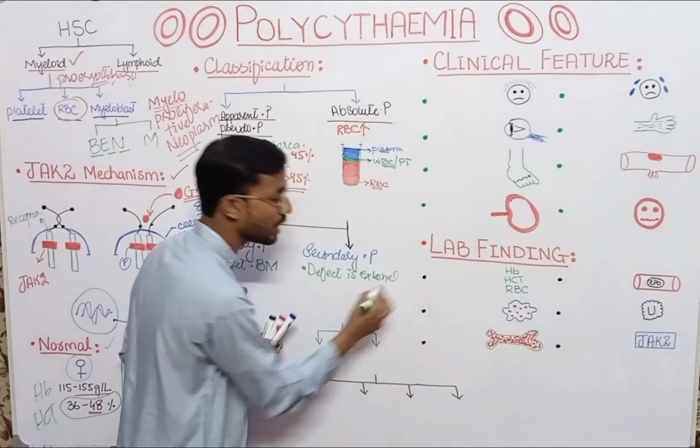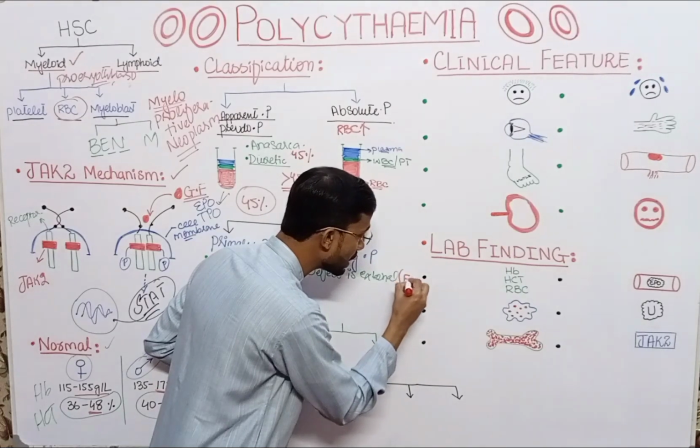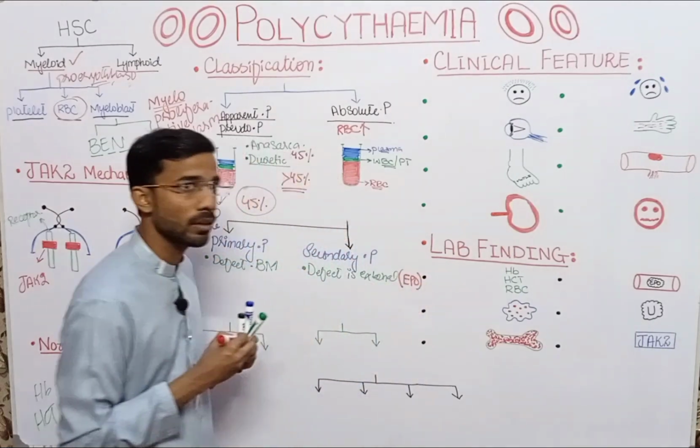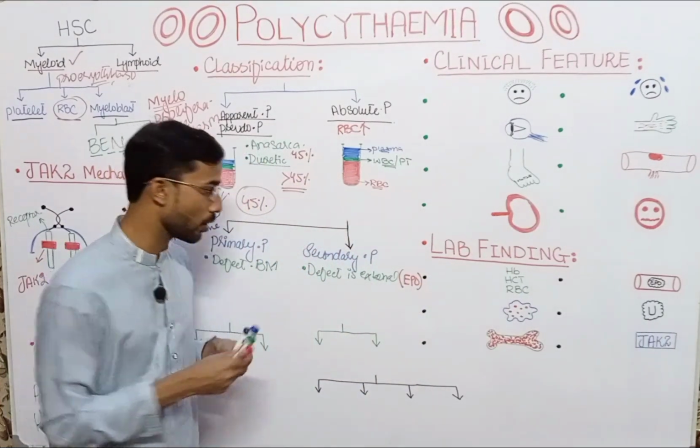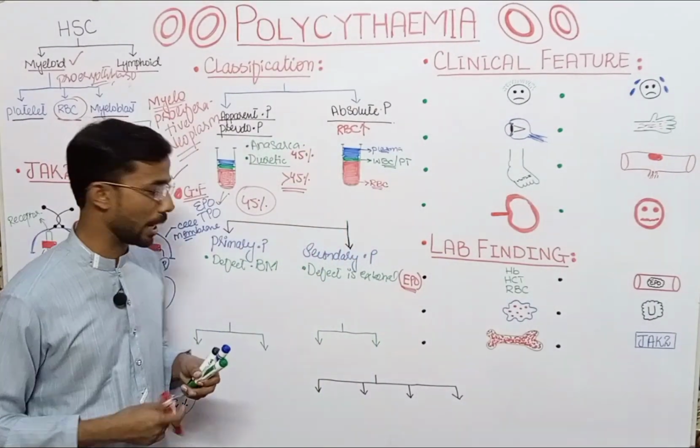Let's suppose external means that there is an increase in the EPO, erythropoietin, which increases the production of the RBCs, because EPO is actually involved in the production or the proliferation of the RBCs.